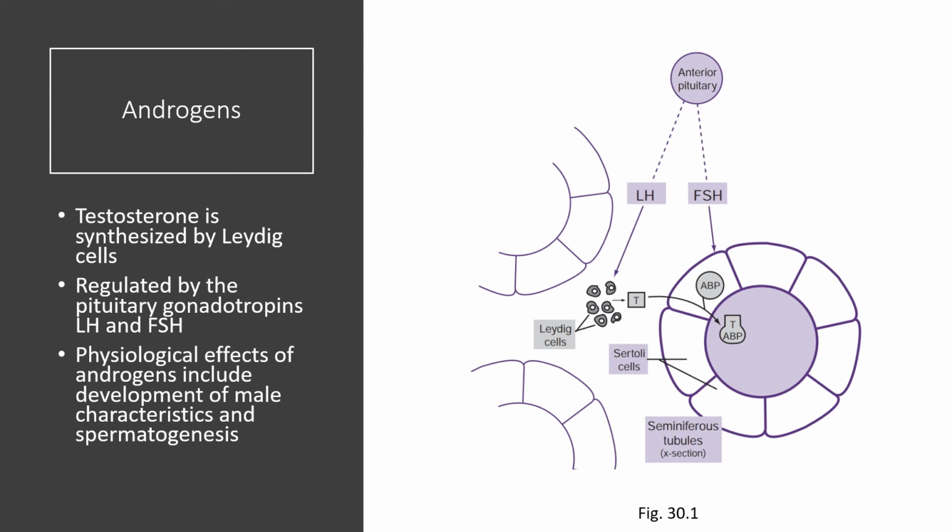So as far as the androgens go, the main one again is going to be testosterone, which is synthesized by the Leydig cells, which are found in the interstitial space between the seminiferous tubules. As you can recall from anatomy, the seminiferous tubules are the convoluted ducts within the testes where spermatogenesis occurs, the formation of sperm. Testosterone production is regulated by the pituitary gonadotropins, LH, luteinizing hormone, and FSH, follicle stimulating hormone.